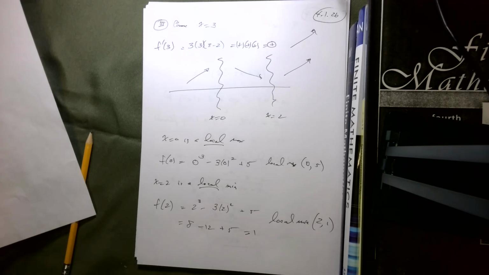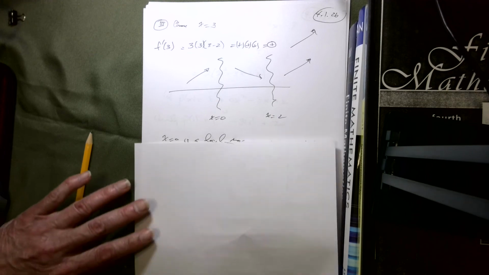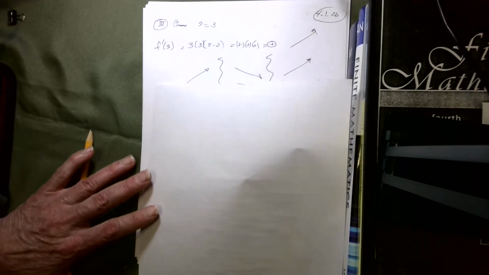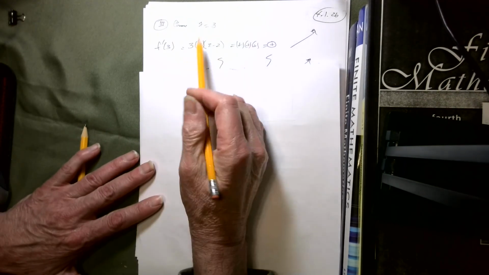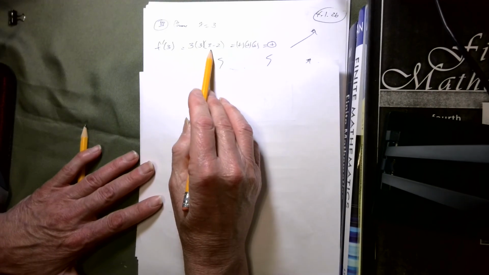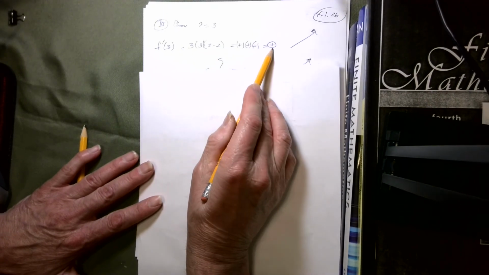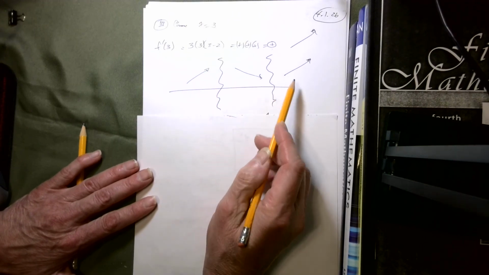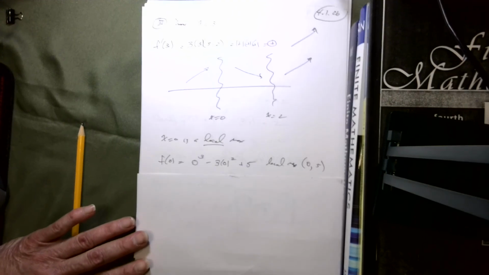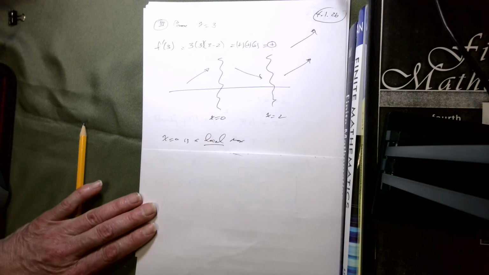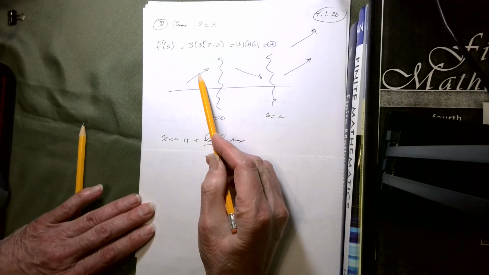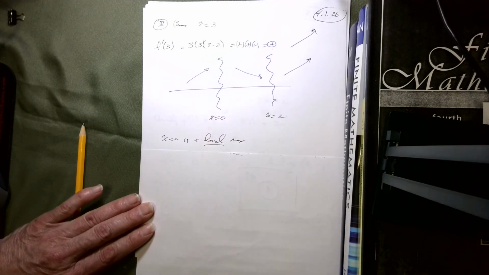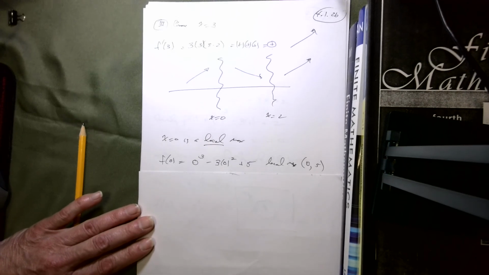Region 3. I'm picking a number to the right of 2. How about 3? That's all I've done here. Positive, positive. 3 minus 2 is positive. It's positive. It means increasing, decreasing, increasing. So it looks like 0 is a local max because it looks like it's coming up this way.